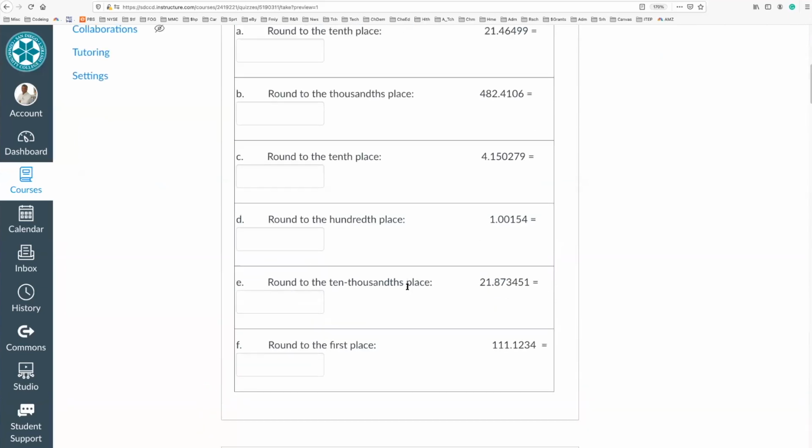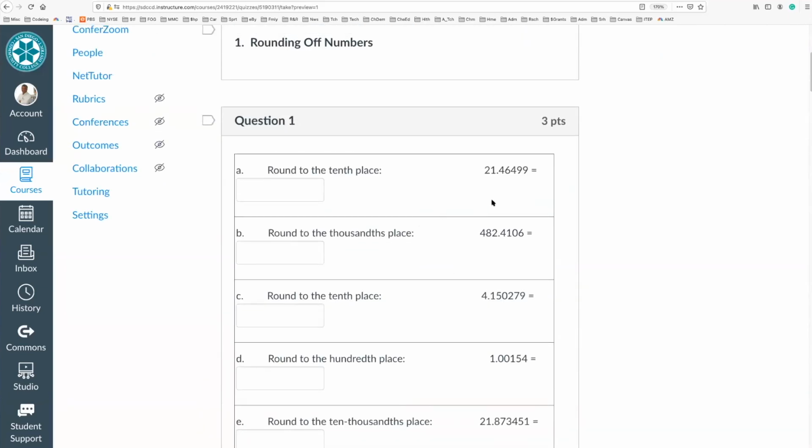But the first part of this activity is just rounding off. Remember that the first digit after the decimal is called the tenth. The second is called the hundredth. The third is the thousandth. The fourth is the ten-thousandth.